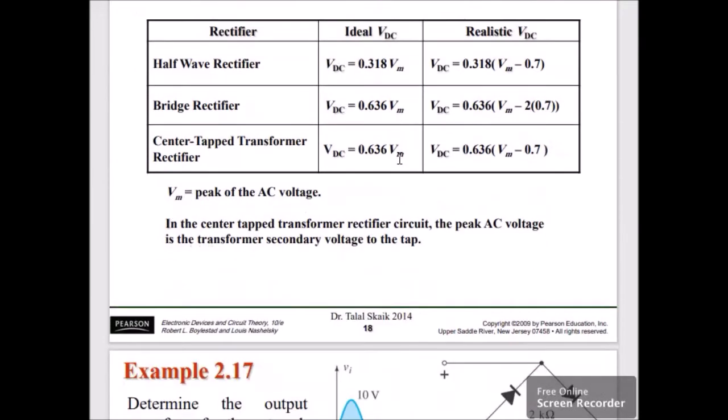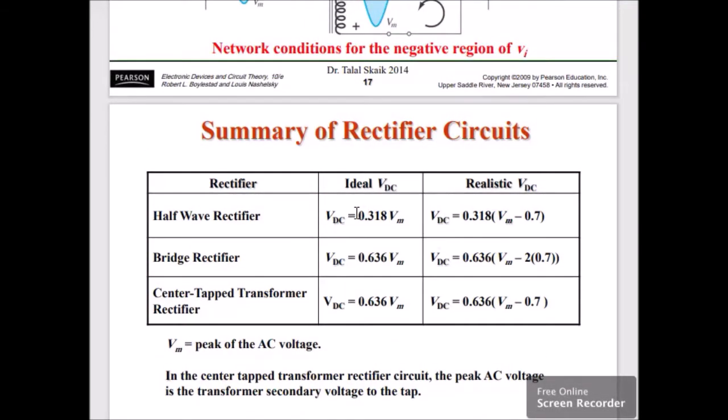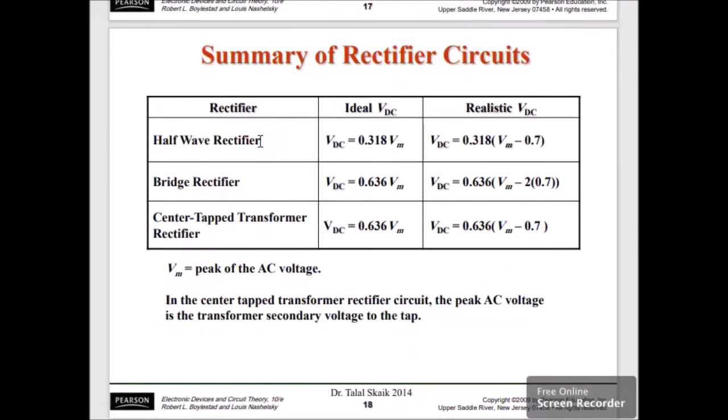Alright? So, for a summary, ito po yun. Yung discuss natin na rectifiers, meron tayong half-wave rectifier, bridge rectifier or full wave, center tap transformer rectifier or full wave din po. So, yung VDC na makukuha natin sa dalawang to because they are full wave, so this is 0.636 VM. Itong isa, half lang po nila. This is just 0.318 VM. Okay? So, but take note, this is only applicable kapag ideal po yung ginamit na diode.